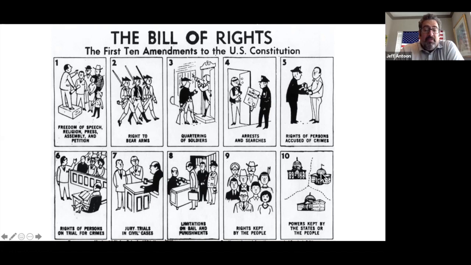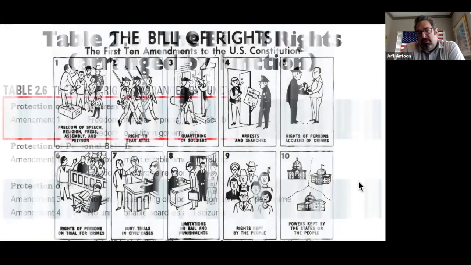And then 10th is a very famous one. Remember, anything that's not enumerated in the Constitution is reserved to the states. That's the 10th Amendment. And it's very important to understand the 10th Amendment. It's a big one, even though it's kind of obscure.